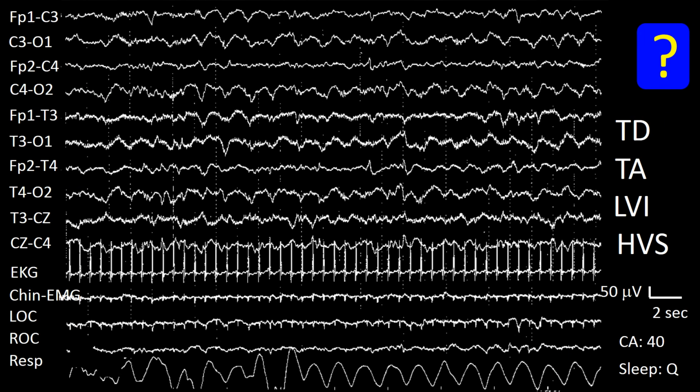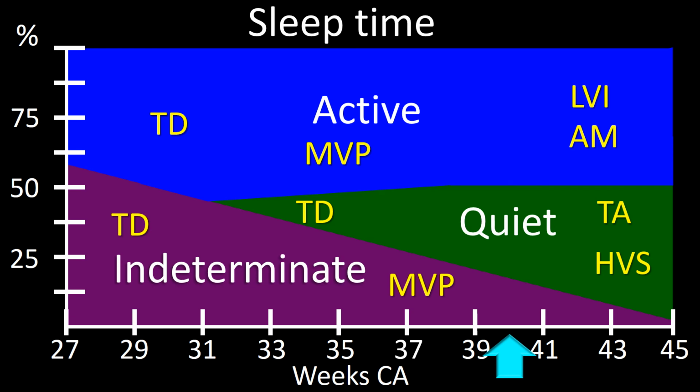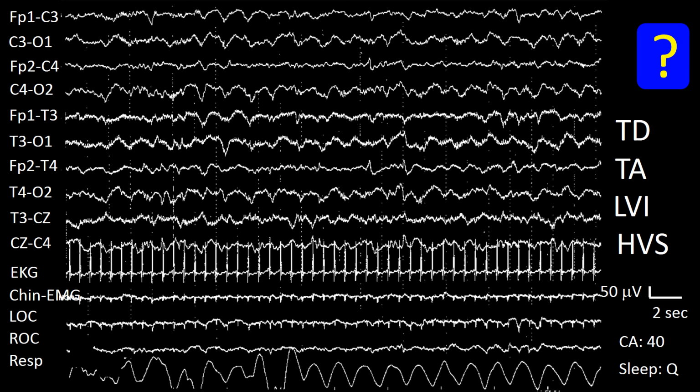Next question. Please look at this epoch and choose the best answer. At 40 weeks, during quiet sleep, of the choices provided in this question, the only possibility is high voltage slow wave pattern. So the answer to this question is HVS, high voltage slow pattern.